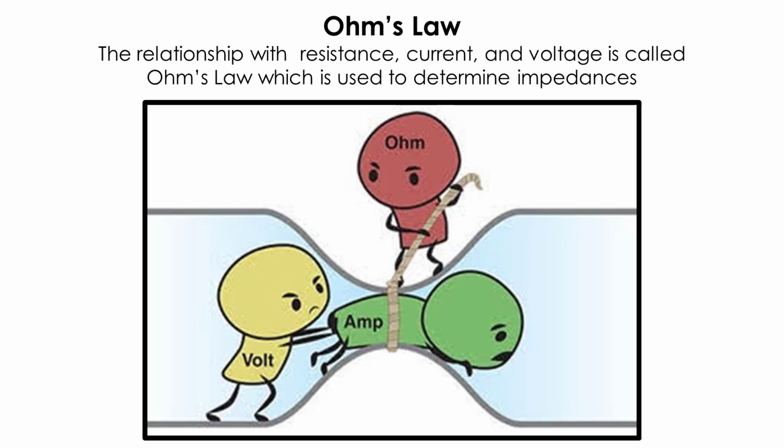We are measuring impedances by the amount of resistance, measured in ohms, and as it increases, the current and voltage have to work harder to pass through.